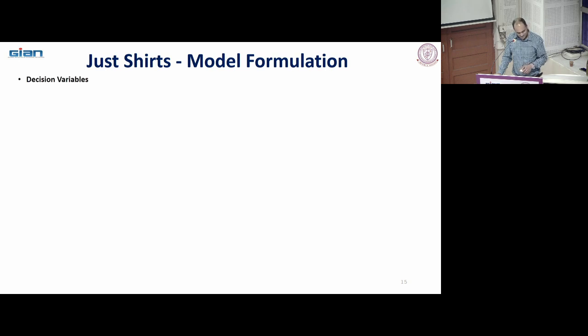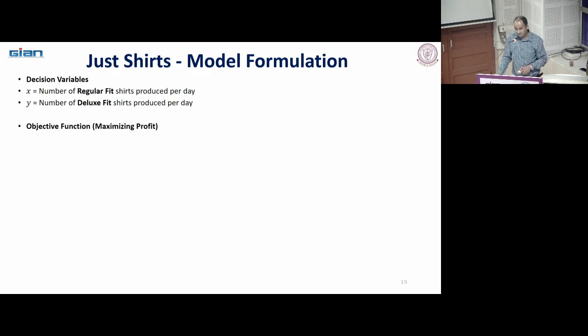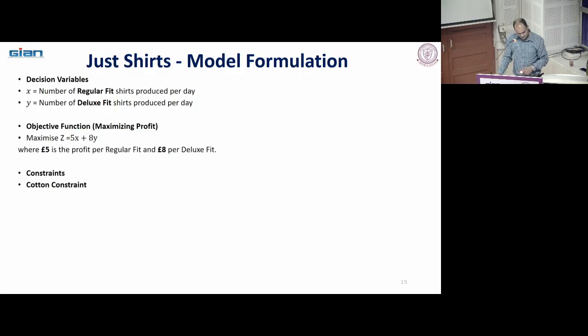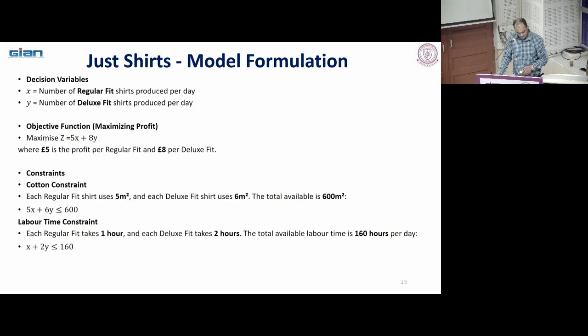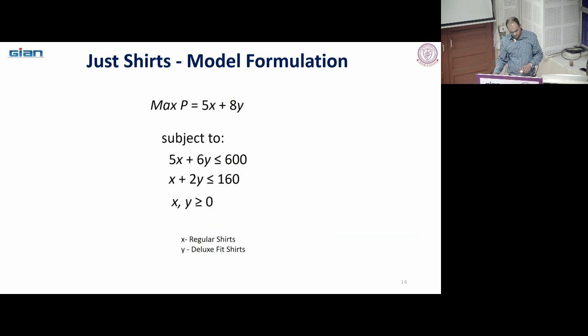Okay, so decision variables: x, the number of regular fit, and y, the number of deluxe fit shirts produced per day. Objective function: maximize profit, 5x plus 8y. Then constraints: cotton constraint, 5x plus 6y less than or equal to 600. Labor, 1 hour and 2 hours: x plus 2y less than or equal to 160. Non-negativity constraint: x, y greater than or equal to 0. So this is your model.